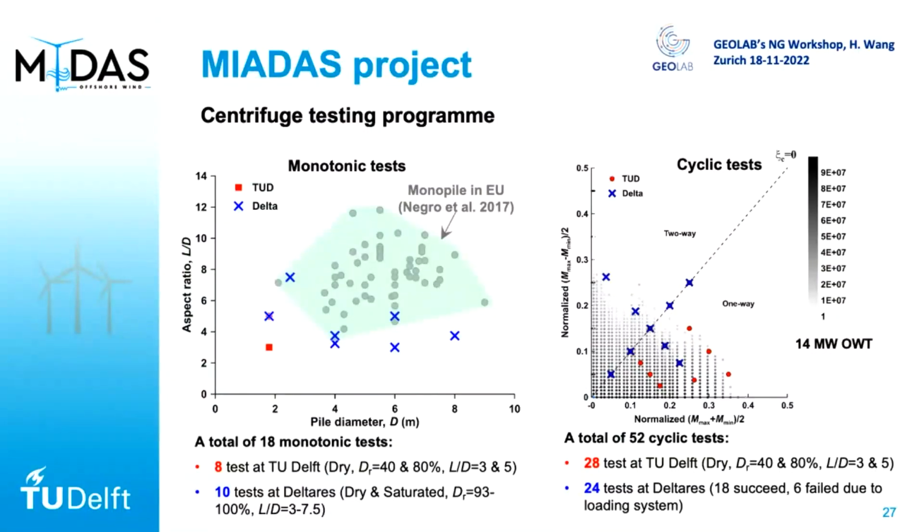And on the right, I show you a typical contour of the cyclic load on a 14 megawatt offshore wind turbine. And based on that, we designed our centrifuge test program to really capture what's happening in the field. And we did quite many tests, as you can see, more than 50 cyclic tests to really understand this.